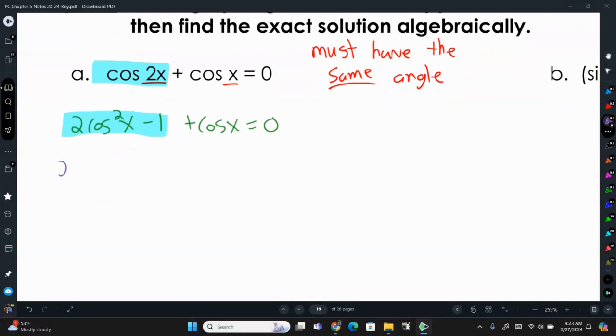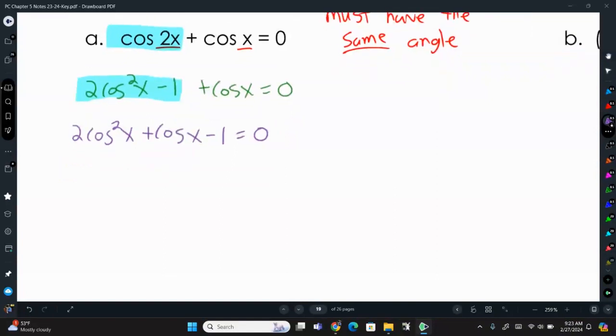So let's rearrange this. 2 cosine squared x plus cosine x minus 1 equals 0. Since this is equal to 0, we can rewrite this in quadratic form. So we're going to factor it. Just like if this was 2x squared plus x minus 1, and you'd factor that, I'm going to factor it, but instead of x, it's going to be cosine. So this factors to 2 cosine x minus 1 and cosine x plus 1 equals 0.